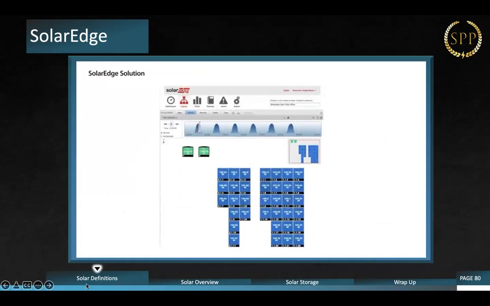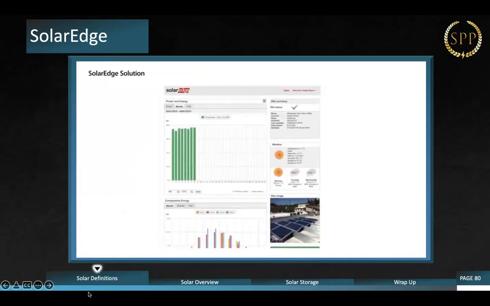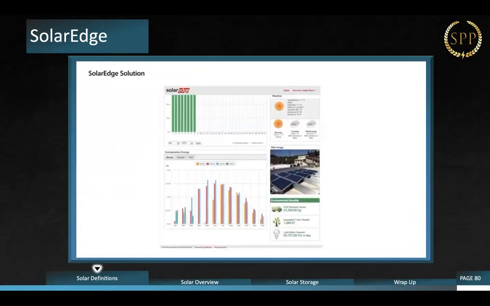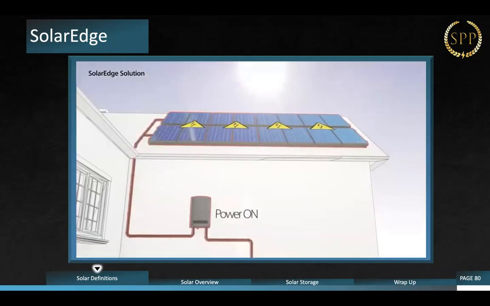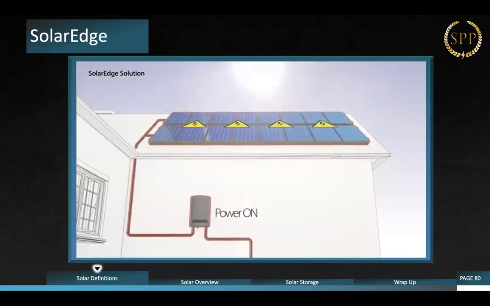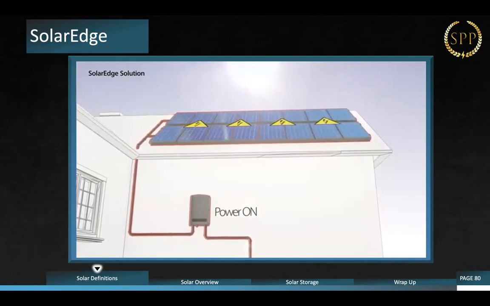This allows for immediate fault detection, real-time alerts, and comprehensive analysis. These important features reduce operation and maintenance costs. In addition, we have incorporated panel-level safety mechanisms to protect installers, electricians, and firefighters.